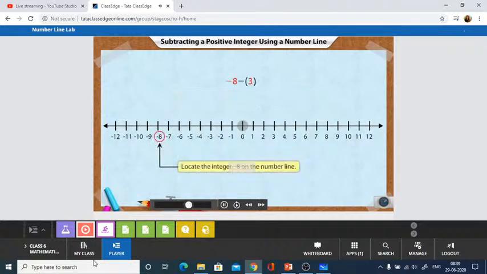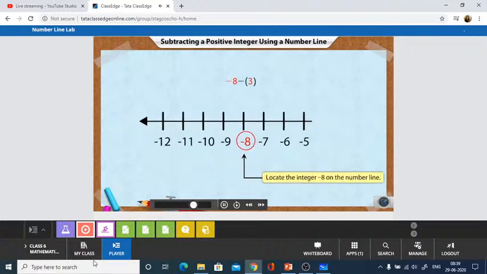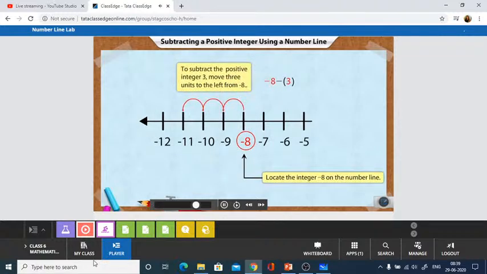So, locate the first integer -8 on the number line. Since 3, a positive integer, has to be subtracted, move 3 units to the left from -8. Where do the arrows end? At -11. Thus, -8 minus +3 is -11.